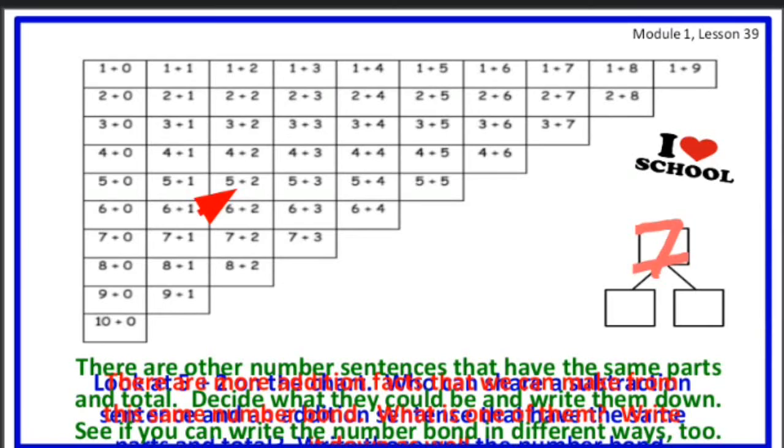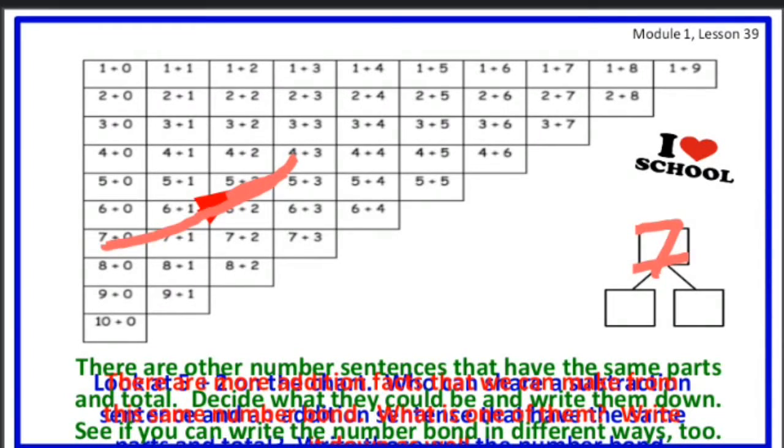Now, what are the other number sentences that have the same parts and total? Okay, let's focus on the total right now. This is 7 as the total. What about other number sentences that will give us this same total? For example, I have 5 plus 2. If I go upwards, I'll see 4 plus 3. 4 plus 3 will also give me 7. I taught you in lesson 38 that you can always trace it down. You see that? So the first row, that's the total.